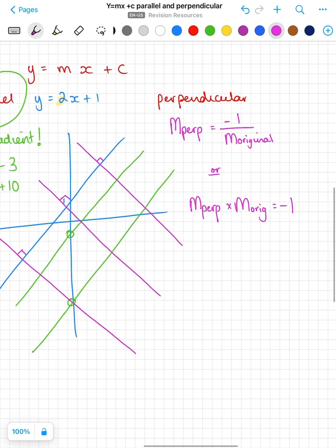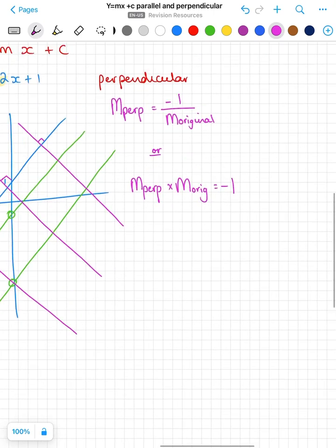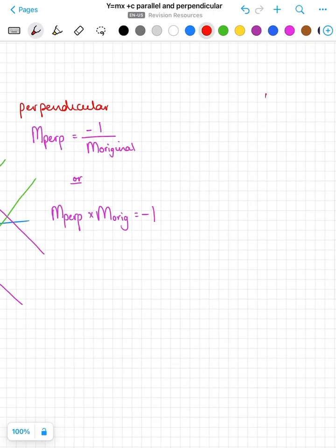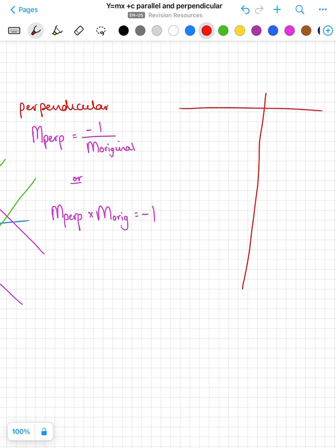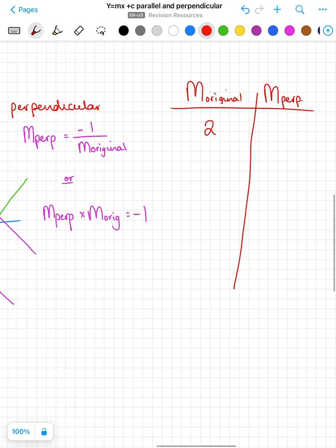So let's consider some original and perpendicular gradients. So m original and m perpendicular. If my original gradient is 2, my perpendicular gradient will be minus 1 over that original gradient, so minus 1 over 2. If my original gradient is minus 3, that's minus 1 over minus 3, which is 1 over 3.